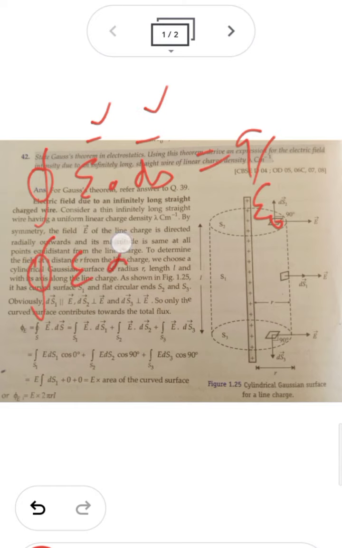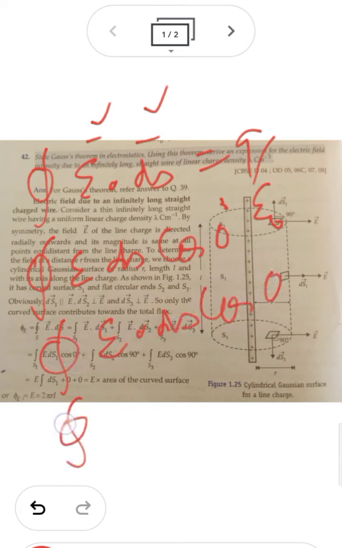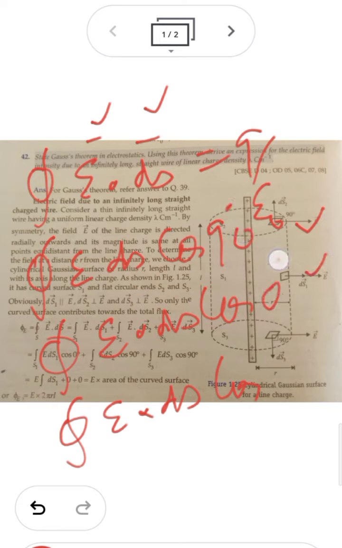This will be E ds into cos theta, which is equal to q upon epsilon naught. So use this formula three times: E dot ds of cos theta, E dot ds of cos theta, and E dot ds of cos theta. Now in case of the cos theta, in the first equation, the second equation, and the third equation, the angle in the first one is 90 degrees, in the second one it is 0 degrees, and in the third one it is 90 degrees.